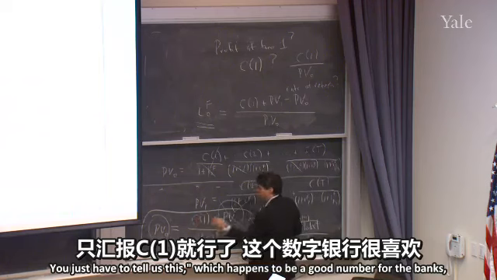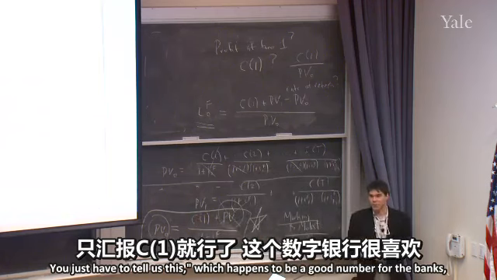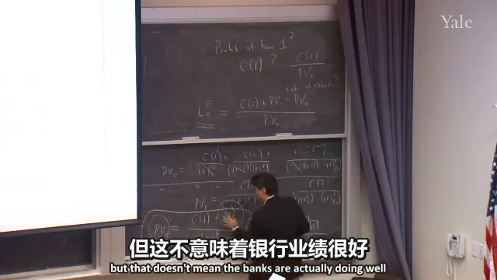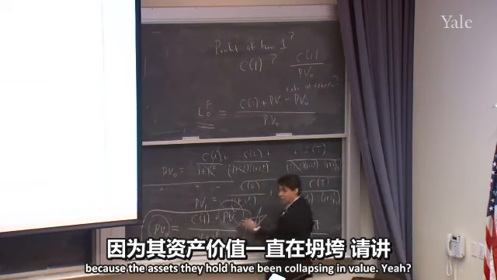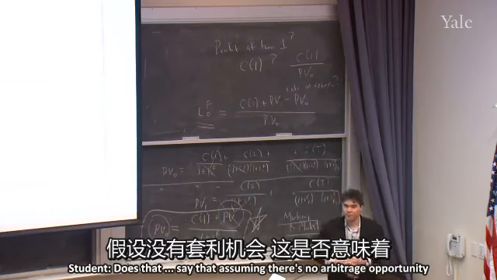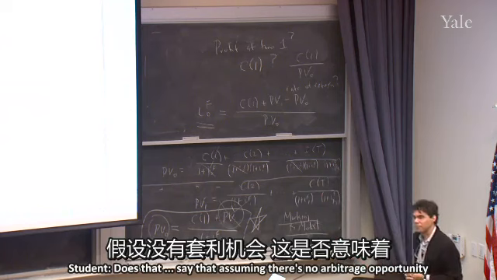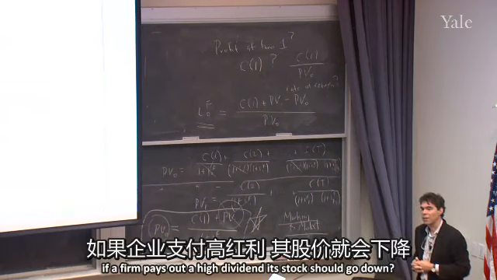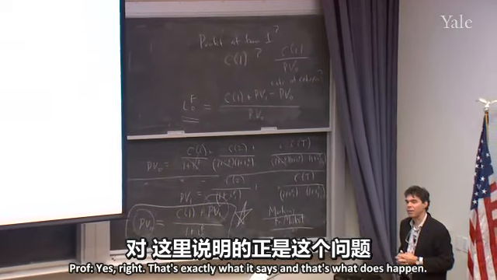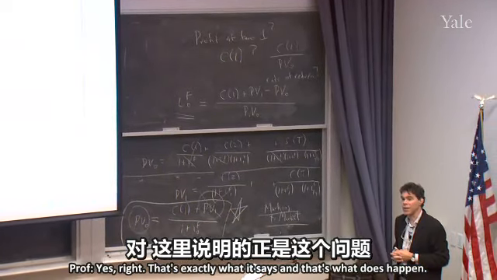You just have to tell us this, which happens to be a good number for the banks. But that doesn't mean the banks are actually doing well because the assets they hold have been collapsing in value. Yeah. Does that equation say that, assuming there's no arbitrage opportunity, if a firm pays out a high dividend, its stock should go down? Yes. Right. It's exactly what it says. And that's what does happen.